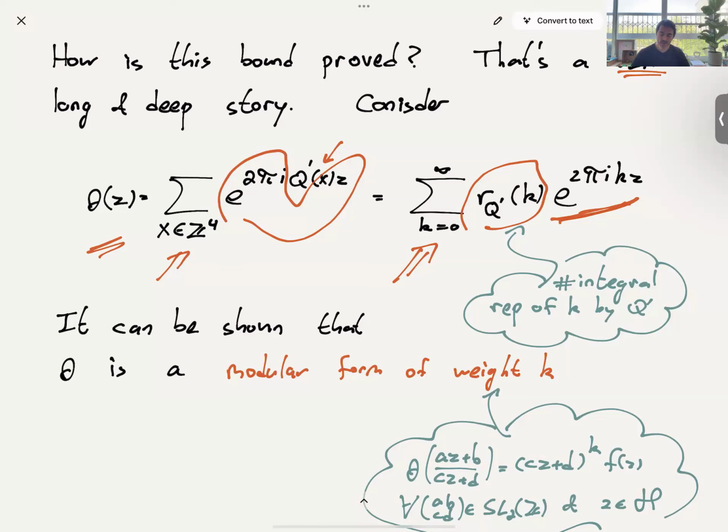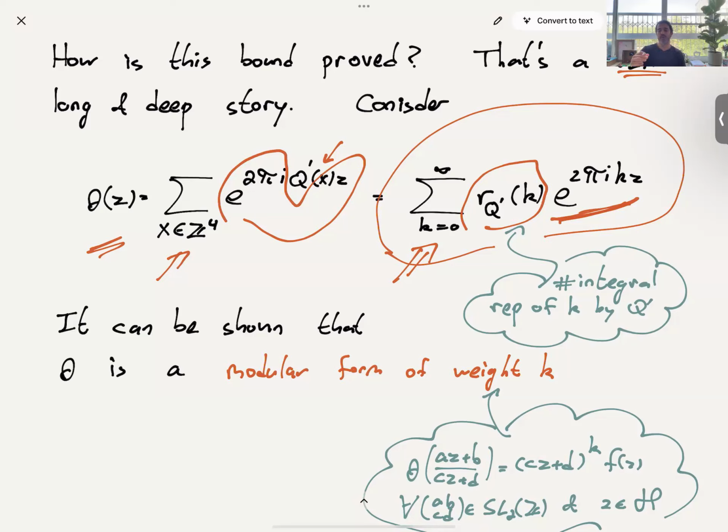And the point about this function is that, it doesn't seem like it, this is kind of the Fourier representation of it, but it turns out that this is an extremely symmetric function. It's a modular form of weight 2 in this case. So what are modular forms? That's an entire subject, but essentially it's a function with an extreme amount of symmetries.